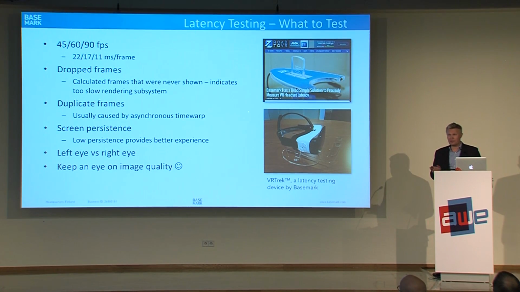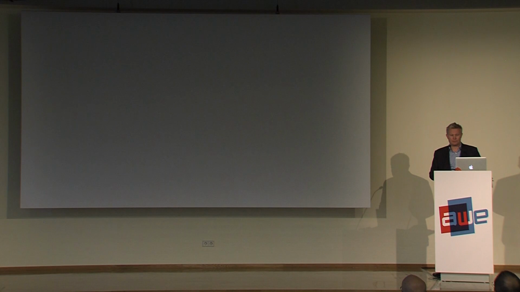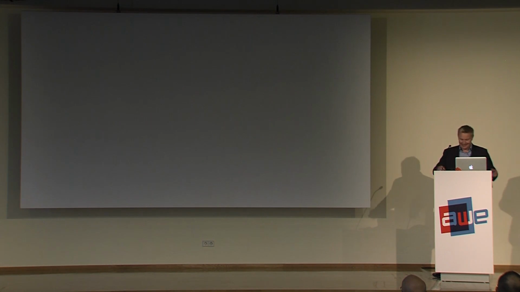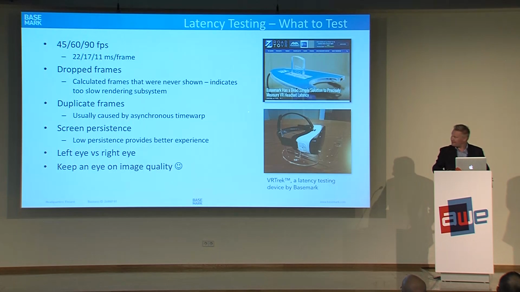So there's not a whole lot of time for the system to do everything. So this can result in dropped frames. Basically, there was supposed to be a new frame shown, but it was never shown. And so this is a bad thing, of course. Then another sort of, I wouldn't say anomaly, but asynchronous time warp that results in duplicate frames.